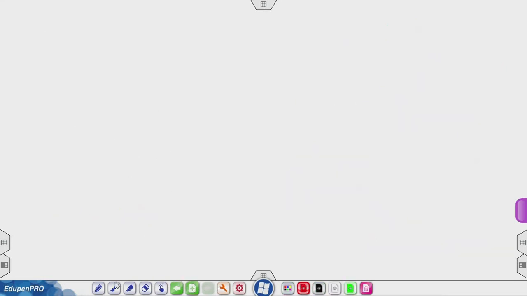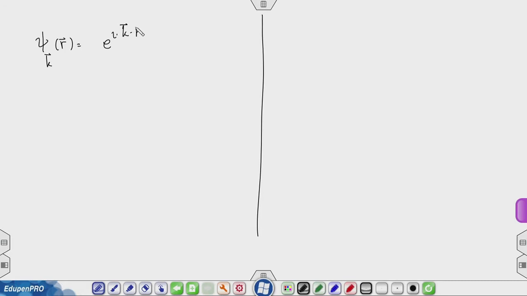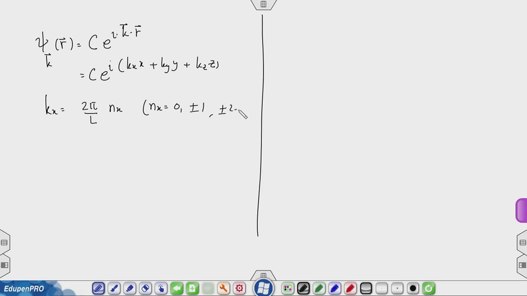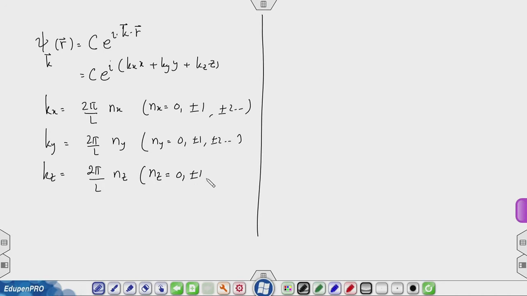So, let me rewrite this on this slide. I have my wave function psi_k(r) equals e raised to i k dot r times a constant c, which is e raised to i (k_x x plus k_y y plus k_z z), where k_x is 2 pi over L n_x, with n_x equals 0, plus minus 1, plus minus 2 and so on, k_y equals 2 pi over L n_y, with n_y equals 0, plus minus 1, plus minus 2 and so on, and k_z equals 2 pi over L n_z, with n_z equals 0, plus minus 1, plus minus 2 and so on.